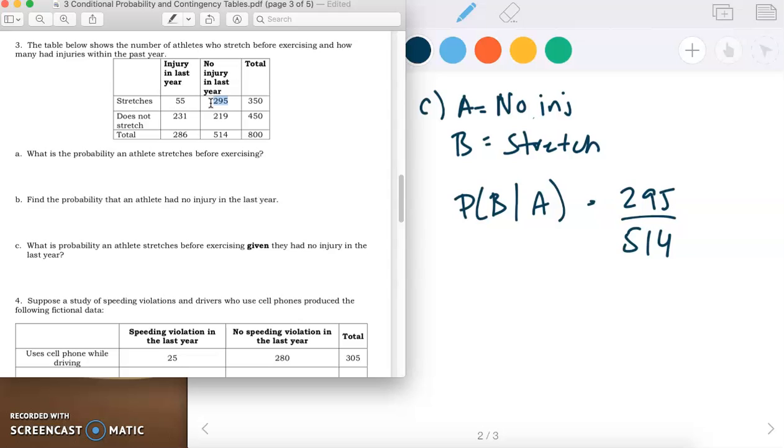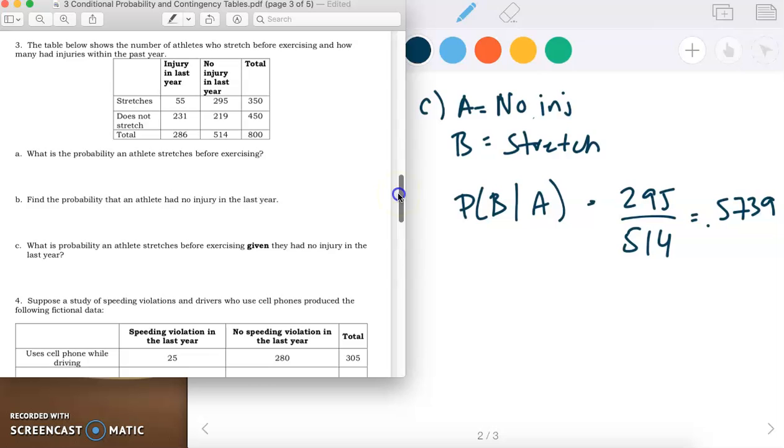So we're saying, let's pretend like nothing else happened. We already know that they did not have an injury in the last year. Those are the only people we're worried about. What's the probability of those that they did stretch? So that 295 divided by 514 equals 0.5739. So it's about 0.5739, that probability, which look at it. That's right, because it's a little over half. We have 295 out of 514. That is a little over half. Okay.